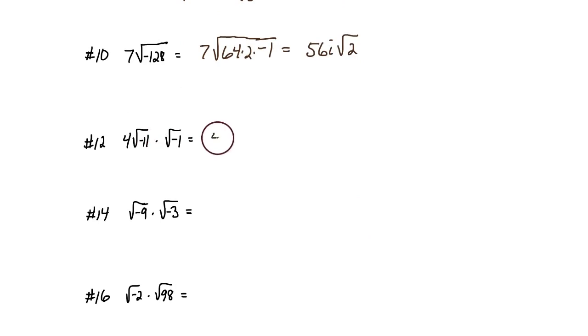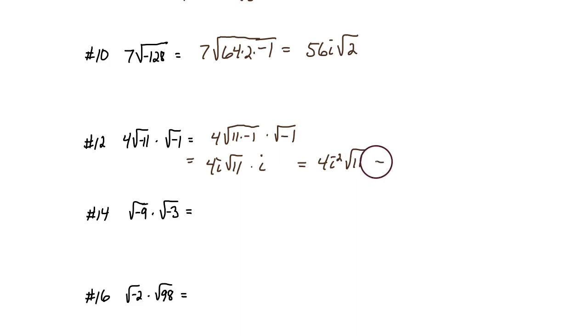Number 12, we have 4 times, and then when you're doing the square root of a negative, use some factoring to separate out a -1 like this. Times, and then you can write i over here right now, or you might just leave it as -1 right now and fix it in the next step. So the square root of -1 makes an i, and then the 11 stays in the radical. The square root of this -1 makes an i. 4i times i is 4i squared, square root of 11. And then because the i squared is -1, this is -4 square root of 11.